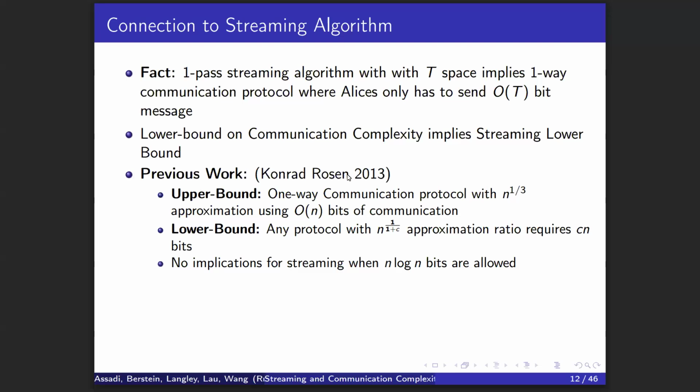In a previous work by Conrad and Rosen, they studied the problem in the communication complexity setting. They give an upper bound, showing that there is a one-way communication protocol for this problem which achieves an O of n to the 1/3 approximation using only O of n bits of communication. On the lower bound side, they show that any protocol with an n to the 1/(1+c) approximation ratio requires at least cn bits of communication. However, this bound does not imply anything in the streaming setting, where you are allowed to have O of n log n bits, because if we take c to be log n, then it doesn't give us any non-trivial lower bound.